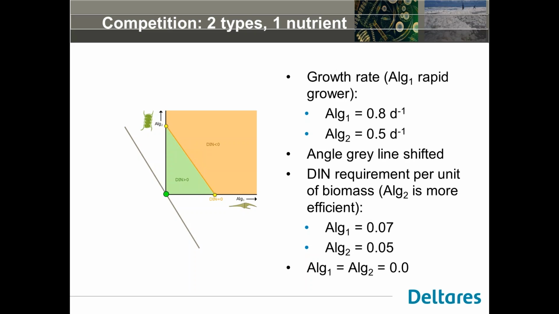Now suppose we repeat this experiment, but this time algae 1 has a growth rate of 0.8 per day. Graphically, this means that the gray line has now shifted its angle. We also further assume that the nitrogen requirement of the two algae remains the same. Again, we start our competition experiment at the origin.